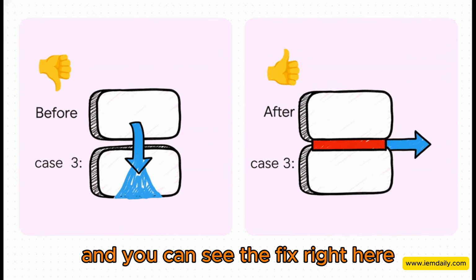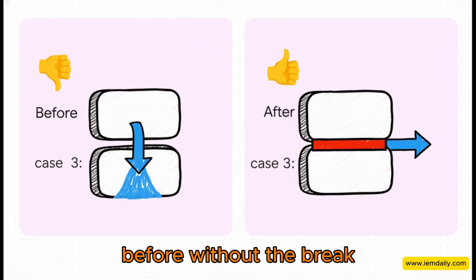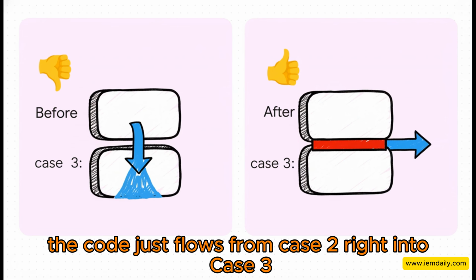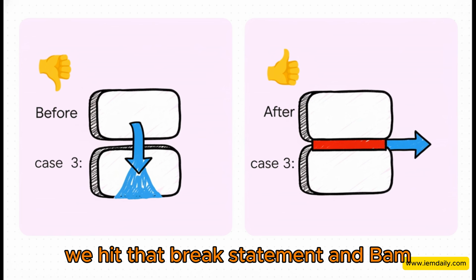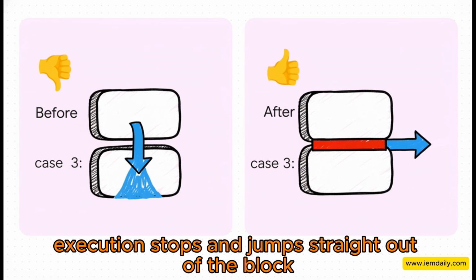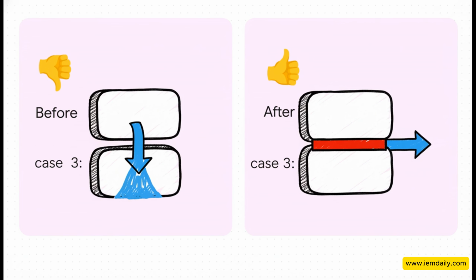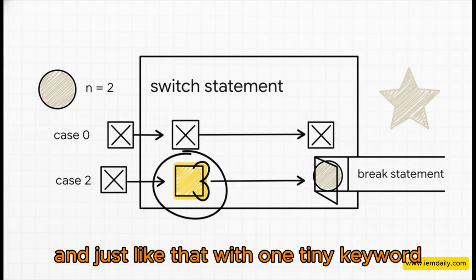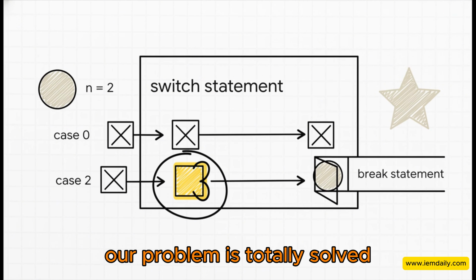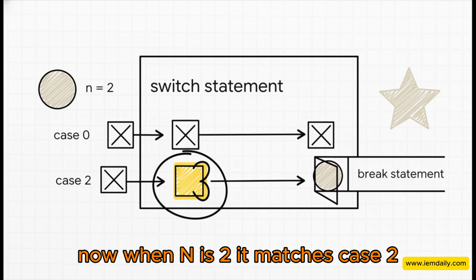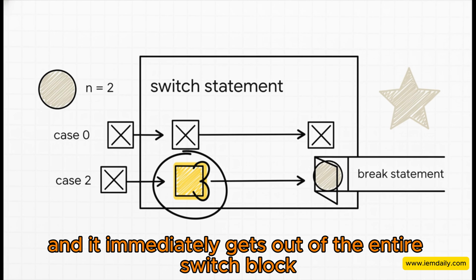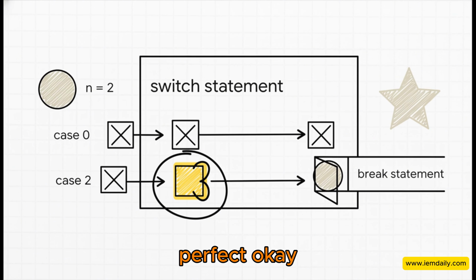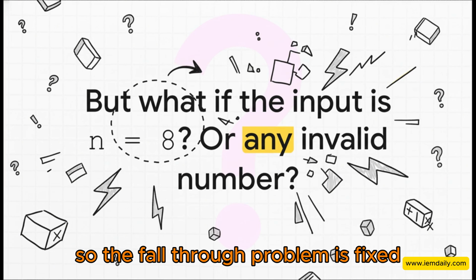And you can see the fix right here. Before, without the break, the code just flows from case 2 right into case 3. But now, on the right, after we print Tuesday, we hit that break statement and bam! Execution stops and jumps straight out of the block. And just like that, with one tiny keyword, our problem is totally solved. Now when n is 2, it matches case 2, it prints Tuesday, it hits the break, and it immediately gets out of the entire switch block. Perfect. Okay, so the fall-through problem is fixed.